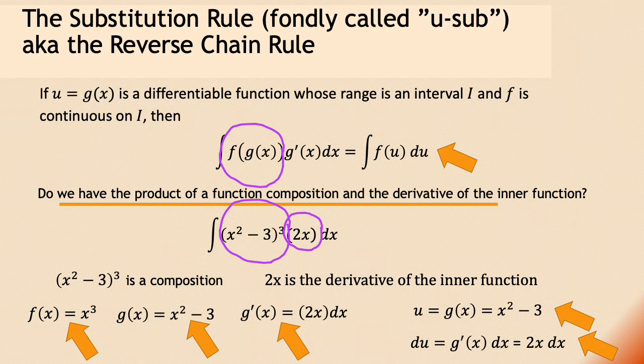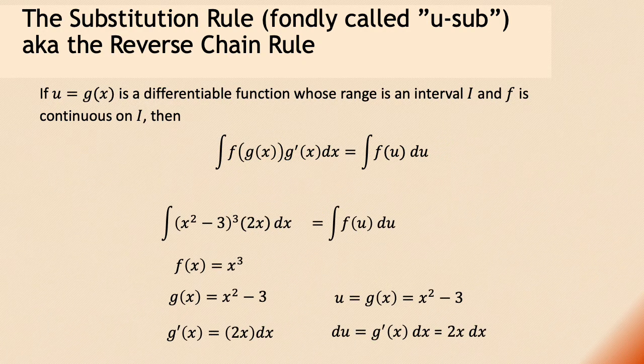All right, so let's put that together. On the left there, you see that we have f of x is equal to x cubed, g of x is equal to x squared minus 3, g prime of x is equal to 2x dx. That's all the stuff that we did in the other slide. So now doing our u substitution, u is equal to x squared minus 3, and du is 2x dx.